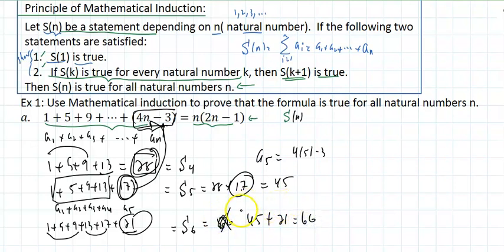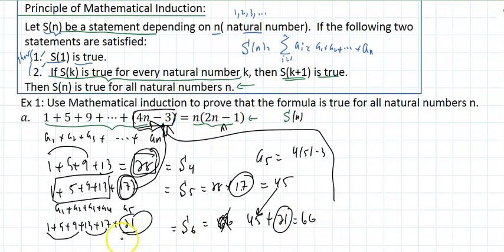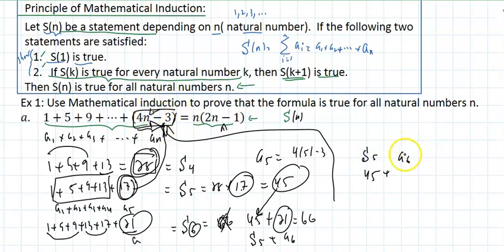Isn't it easier just to take the previous sum and just add? How do you get 21? Take the general term and plug in. You said that is s sub 5 plus a sub 6. Throw a 6 in there. So s sub 5 is 45 plus a sub 6. A sub 6, put a 6 in there. 24 minus 3 is 21.